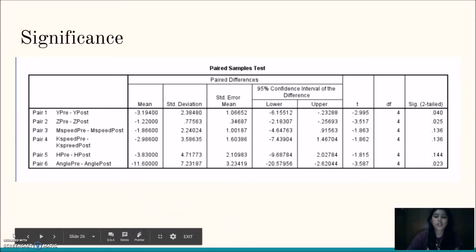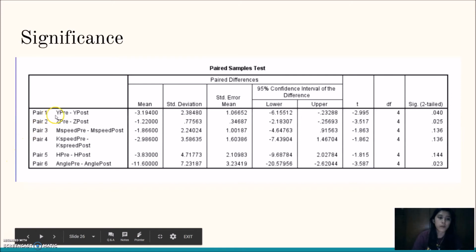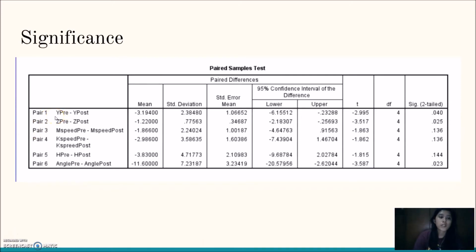To know the significance of our study, we use the independent t-test. We input our data in a software called SPSS. We put our data like the mean and the significant difference, and it produced this table. We can see here in pair 1 that this is the comparison of the force in the y-axis of the pretest and the post-test, force in the z-axis, the speed in kilometers per hour, the height at which the ball was thrown, and the body angles.